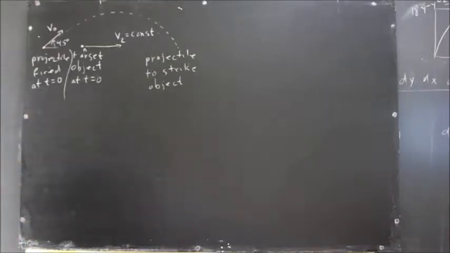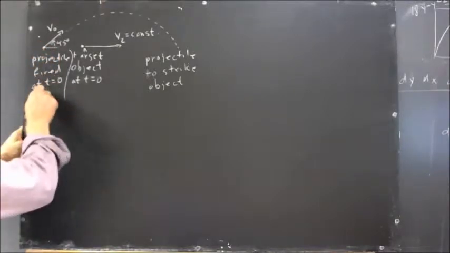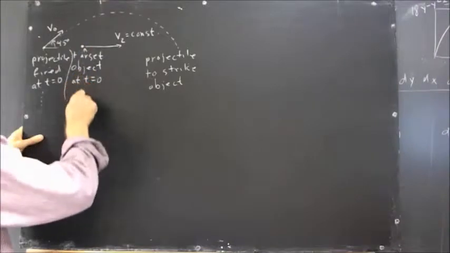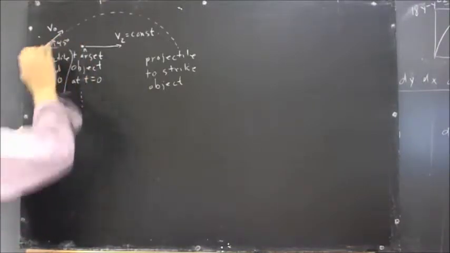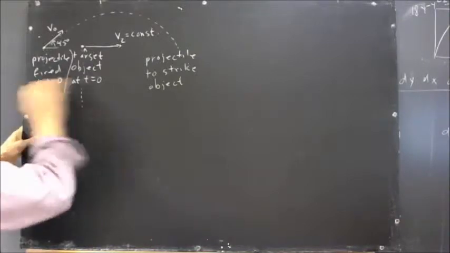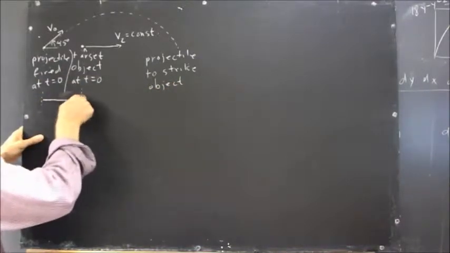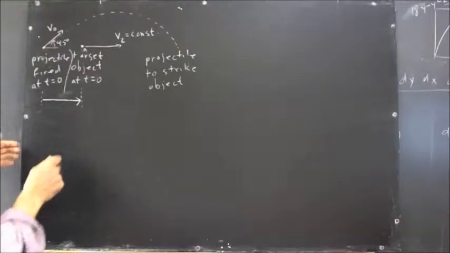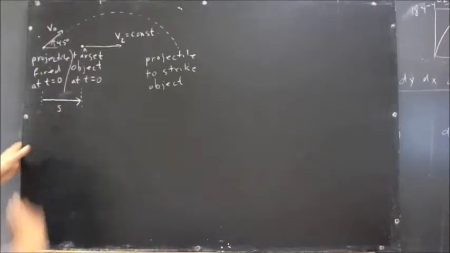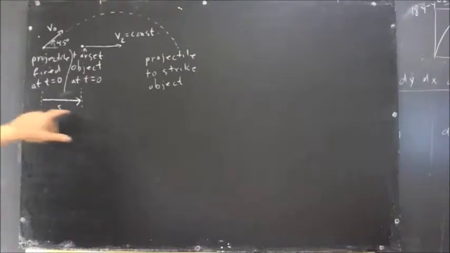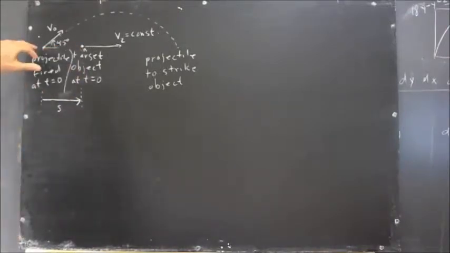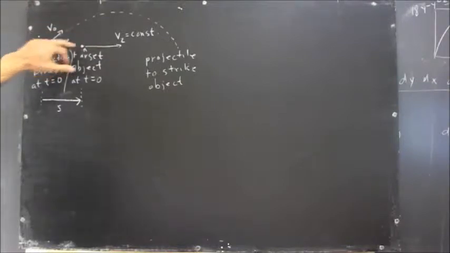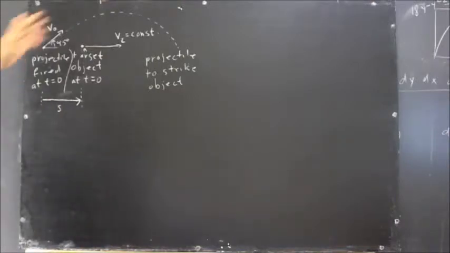I didn't label it on here, and the labeling is kind of messed up. Let's just say that this dotted line and this dotted line represent the horizontal positions of these objects, and this distance here is S. So this is the separation of the position of the projectile and the target object at time t equals 0. How do we solve this problem?